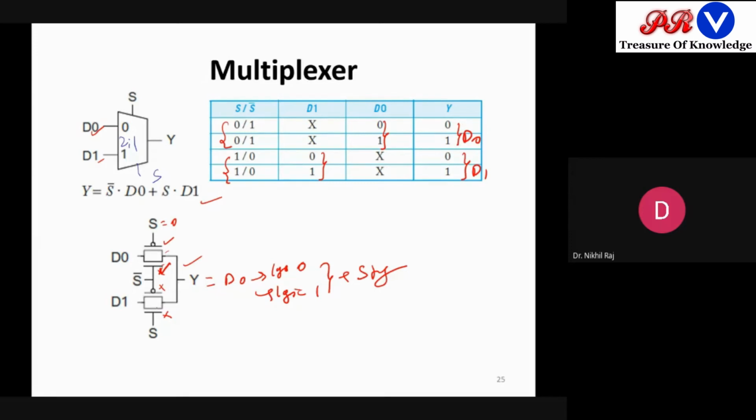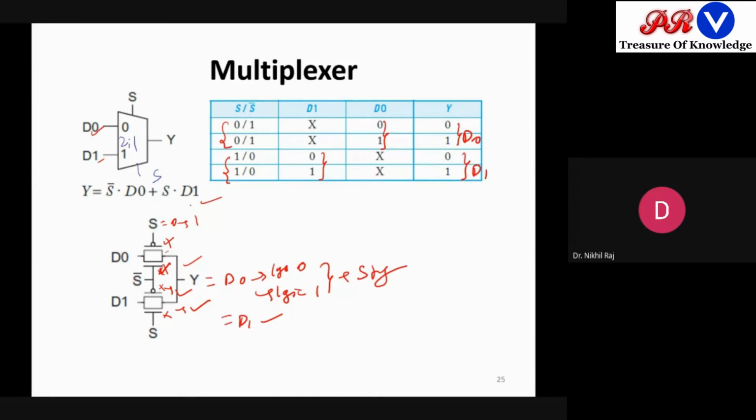And suppose when the selection line changes to 1, then this transistor turns off, and this will change to the on condition, and again we will get the D1 value here. So this is a very simple realization of a multiplexer using transmission gates. But if you go for CMOS logic, that will again create a different number of transistors, which you can compute.